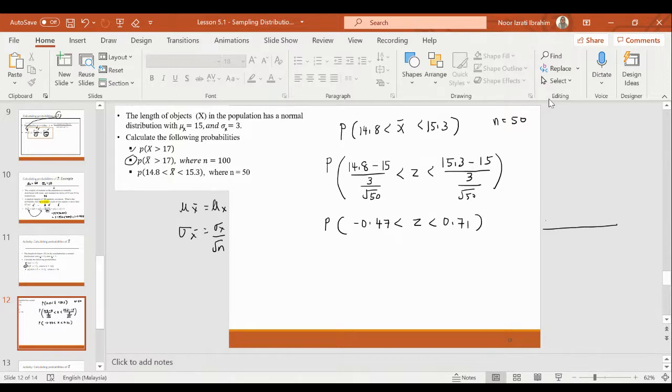From here, if you sketch the graph, here is 0.71 and here is negative 0.47. To get the region between these z values, it will be equal to the probability when z is less than 0.71 minus the probability when z is less than negative 0.47. Okay, it should be negative. Hold on.